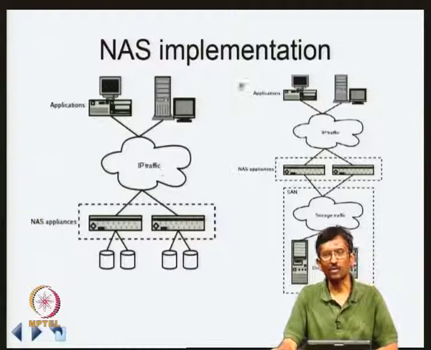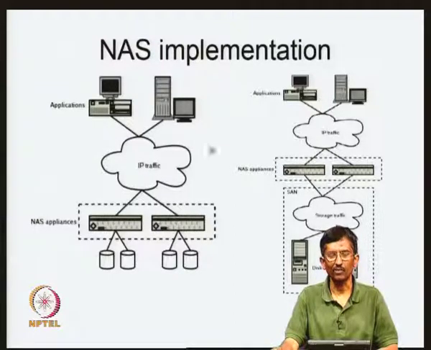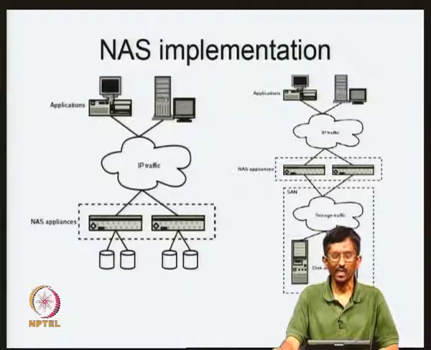So, let us look quickly at the kinds of implementations that are possible. Normally, a simple NAS implementation will be that applications are out here and they have NAS clients, NFS clients, on both sides, and they send requests through IP traffic, and there are NAS appliances or devices or servers which actually directly access the file systems which are stored in these disks. So, this is one simple model.